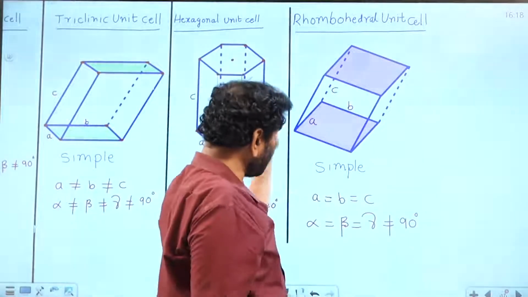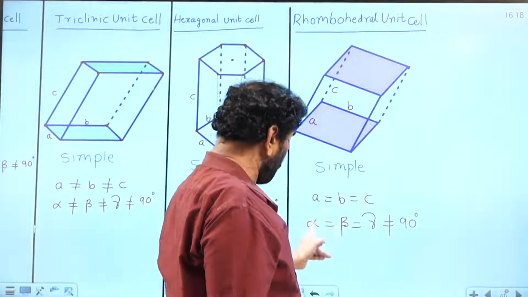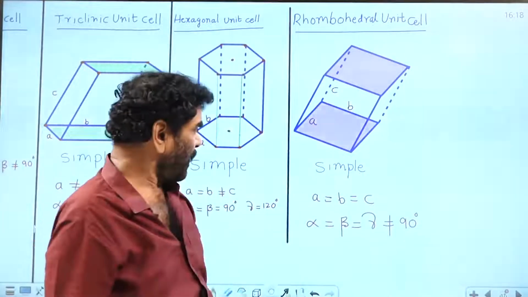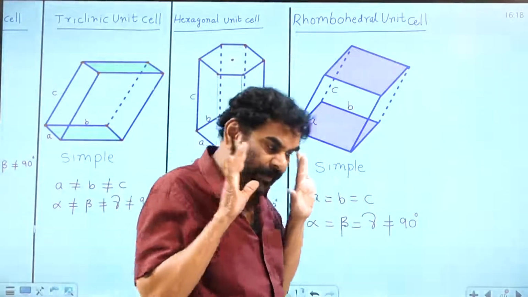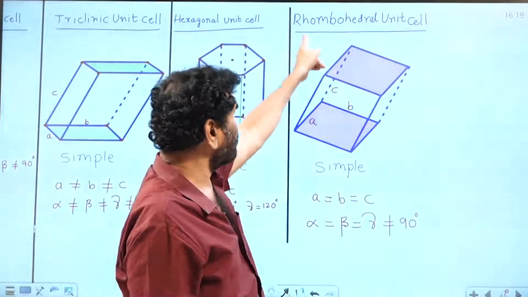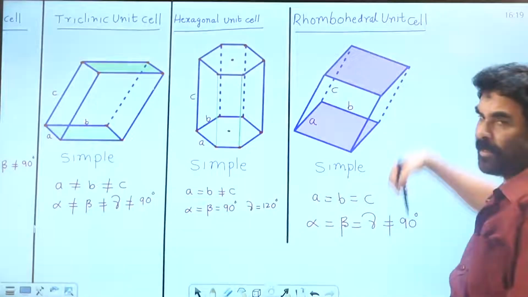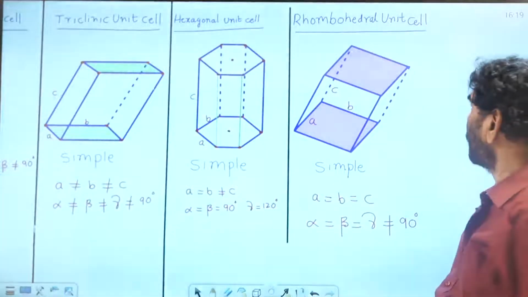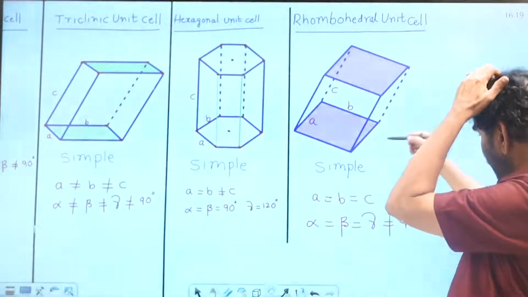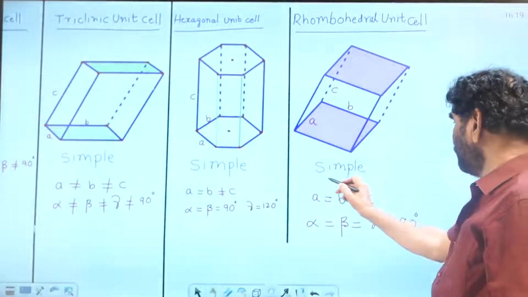Like monoclinic and triclinic it is tilted, but the angles are the same and the edge lengths are the same. When edge lengths are the same and angles are the same but not 90 degrees, it is called the rhombohedral system, which is also called the trigonal system. For this also, only one distribution is possible, only the simple system.